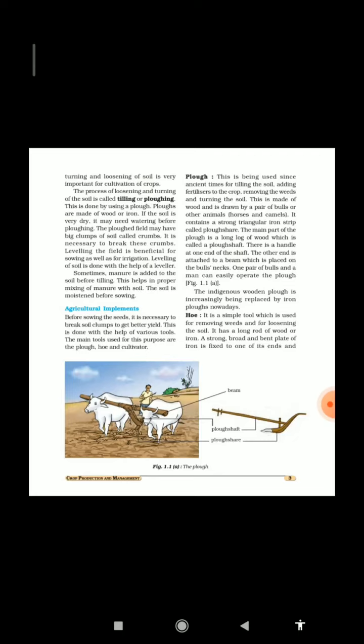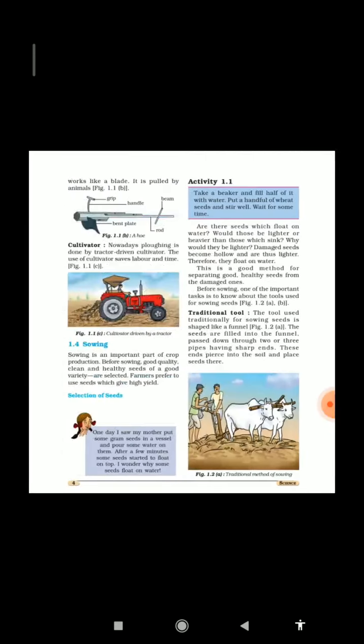Figure 1.1a part. The wooden plug is increasingly being replaced by iron plugs nowadays. Hoe. It is a simple tool which is used for removing weeds and for loosening the soil. It has a long rod of wood or iron. A strong, broad and bent plate of iron is fixed to one of its ends and works like a blade. It is pulled by animals.